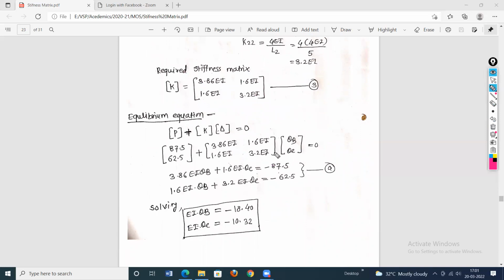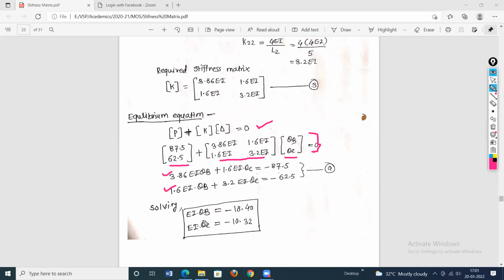Then equations 1, 2, 3 are connected by using the equilibrium equation. So it is load matrix plus stiffness matrix into delta matrix equal to 0. So load matrix is equation number 2, stiffness matrix is equation number 3, into displacement matrix, equation number 1, equal to 0. Then do the multiplication of K matrix and delta matrix and write this matrix form into equation form. So we get this equation.